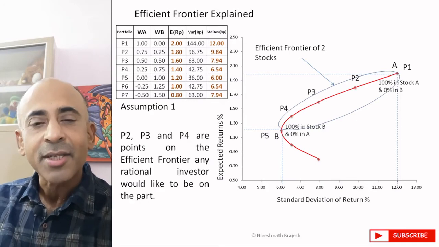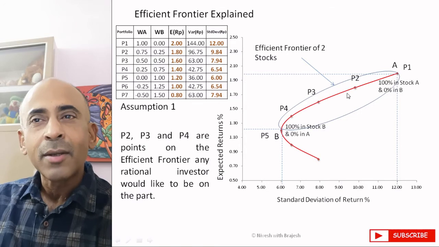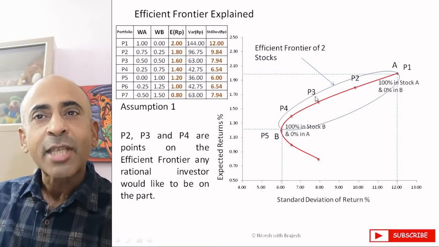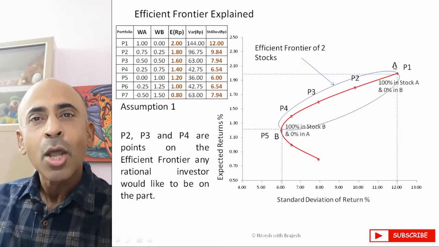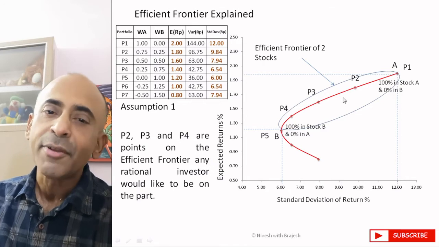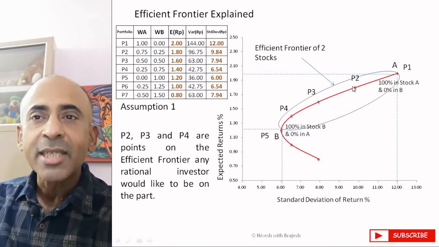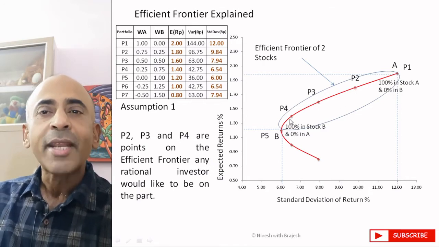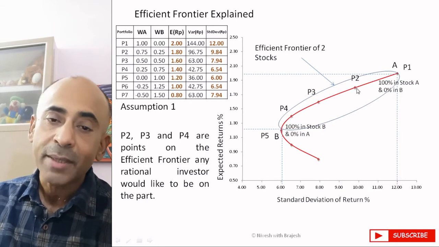So the first assumption here is, on the efficient frontier, the returns are maximum for the given level of risk, or in other words, no lesser risk is possible for the given return. Hence P2, P3 and P4 are the portfolios where any rational investor would want to be.